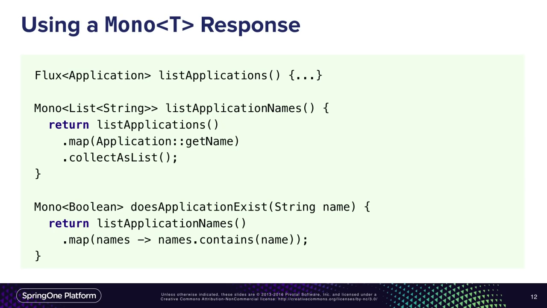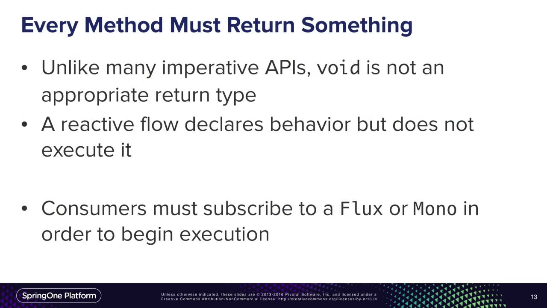And so we talk about those being the two most common types, and obviously the generic, so you can put payloads. You could have a Flux of lists of strings or something like that if you wanted to. That's somewhat common as well. But the key is that those are the only two things you're ever likely to return. Because unlike imperative APIs, void is not an option, right? It is not appropriate for you to ever say a method doesn't return something.